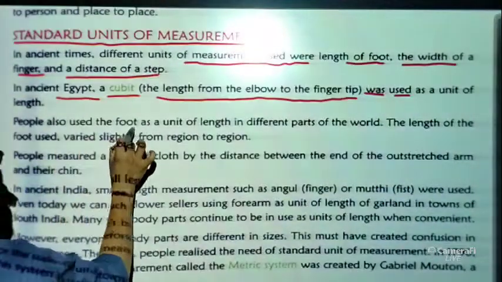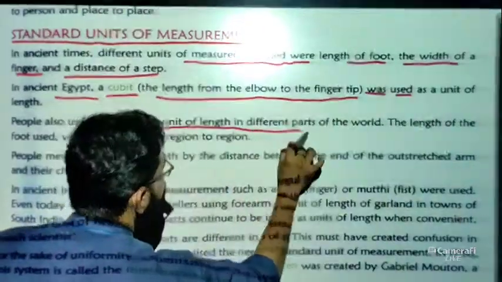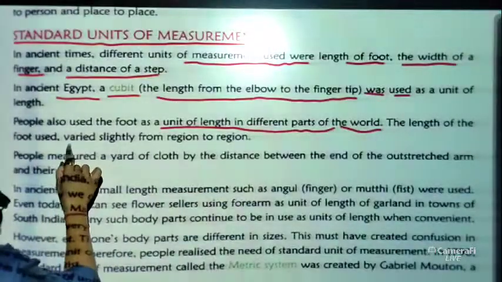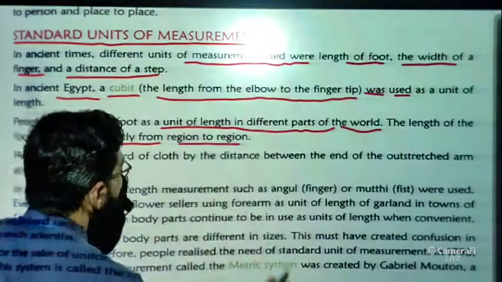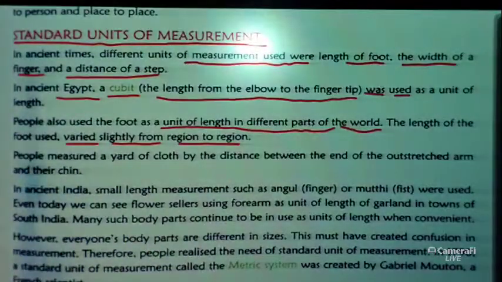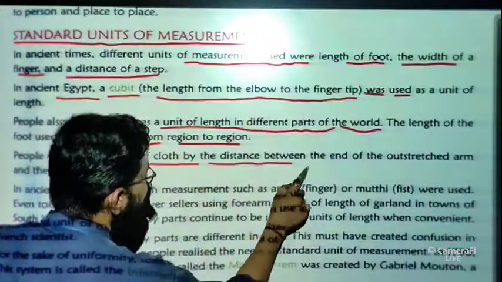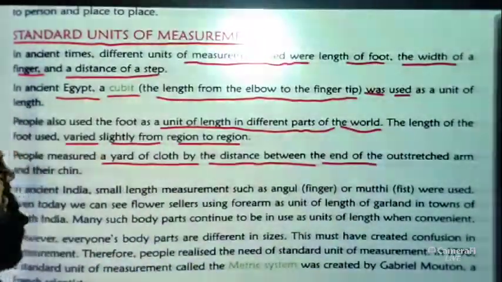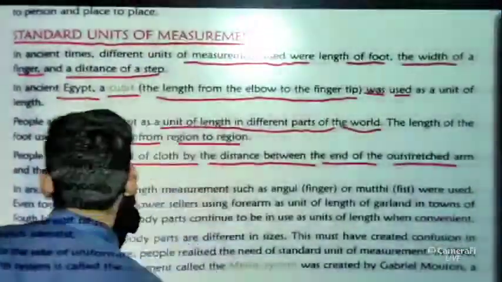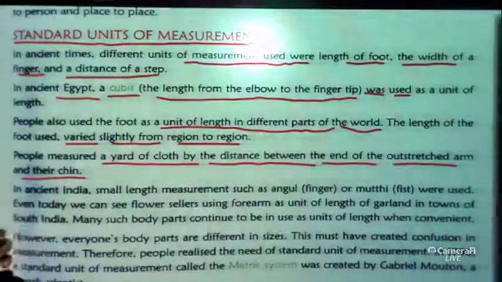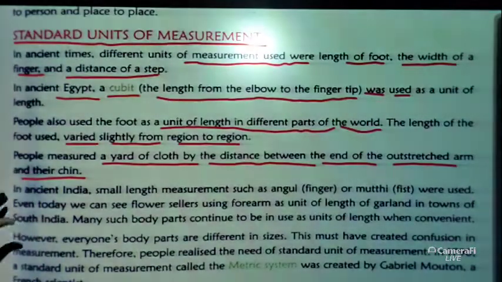People also used the foot as a unit of length in different parts of the world. The length of the foot varied slightly from region to region, obviously. People also measured a yard of cloth by the distance between the end of the outstretched arm and their chin. These are all measured units.